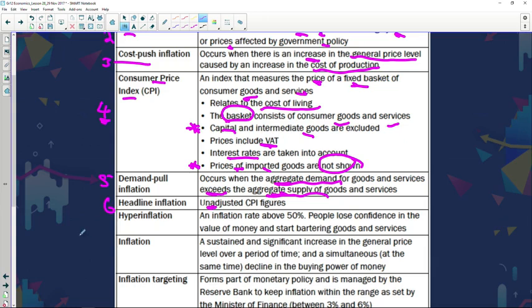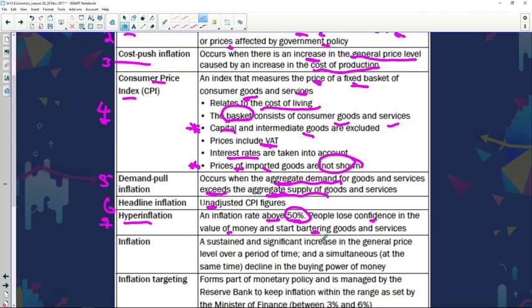Then we have hyperinflation over here. This is an inflation rate above 50%. People lose confidence in the value of money and they start bartering goods and services. This actually happened in Zimbabwe many years ago. They dealt with hyperinflation because the inflation got to the point where it was above 50%, and then the people lost confidence in the value of the money.